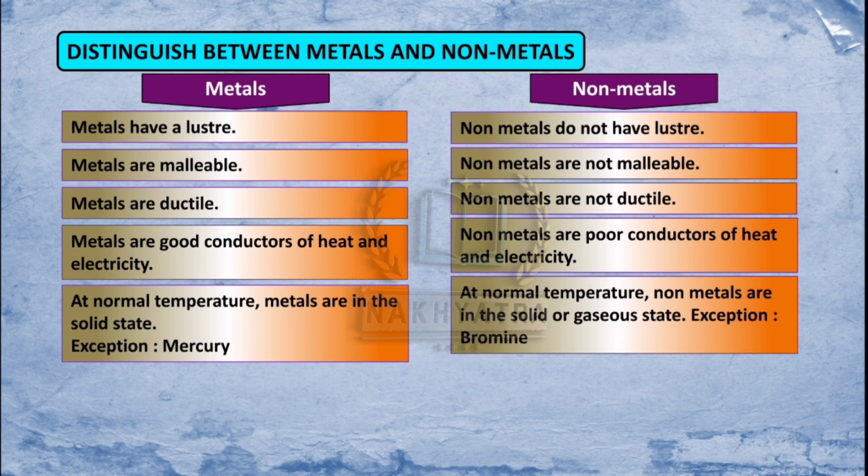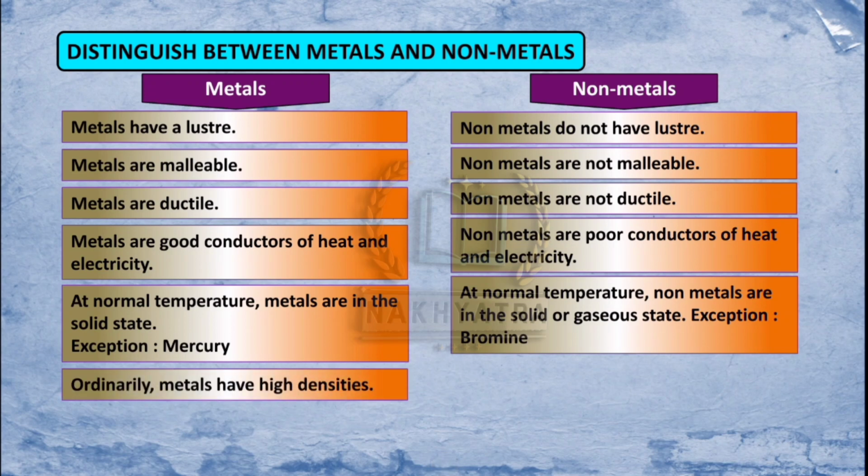Whereas non-metals, at normal temperature, are in the solid or gaseous state, exception bromine. At room temperature, non-metals are in either solid or gaseous state, but here also there is an exception. The exception is bromine. Bromine exists in liquid state at room temperature. So being a non-metal, it exists in a liquid state at normal temperature. As I already told you, these exceptions are very important, so you just need to remember them.